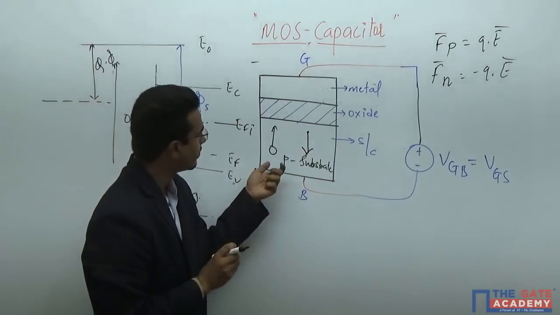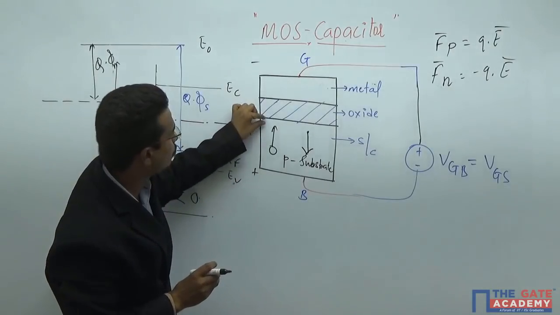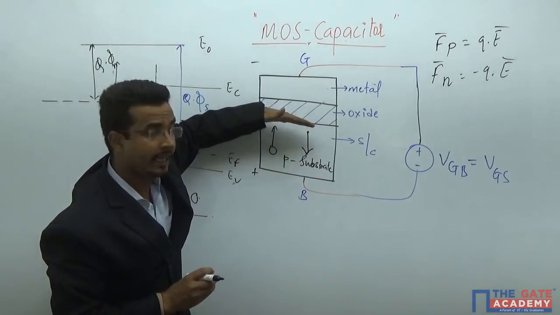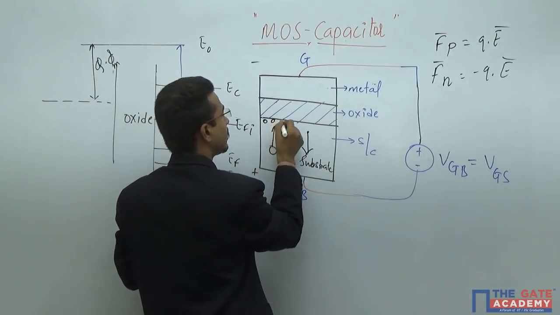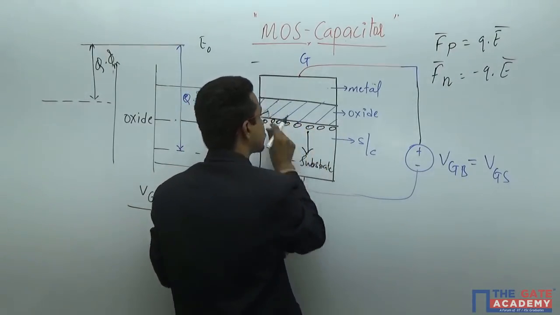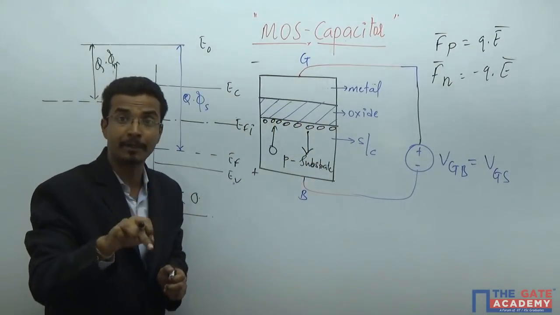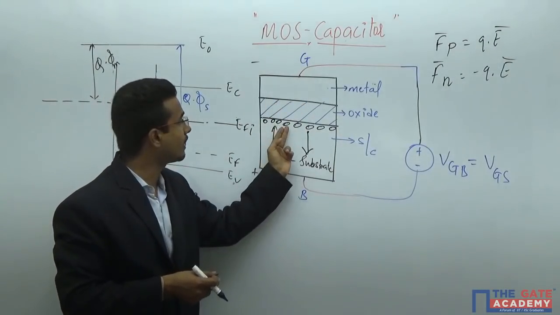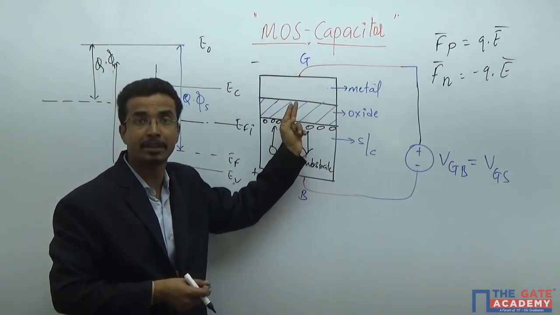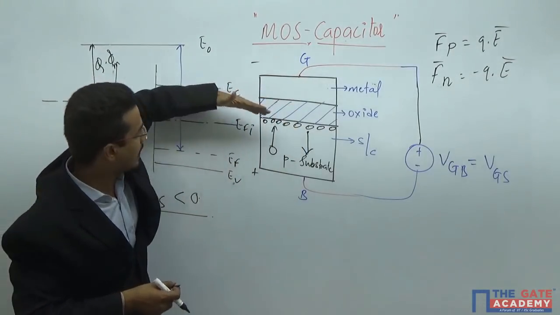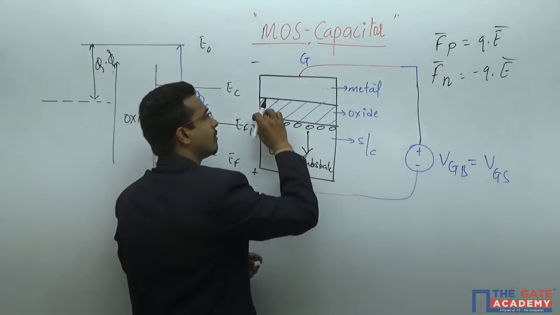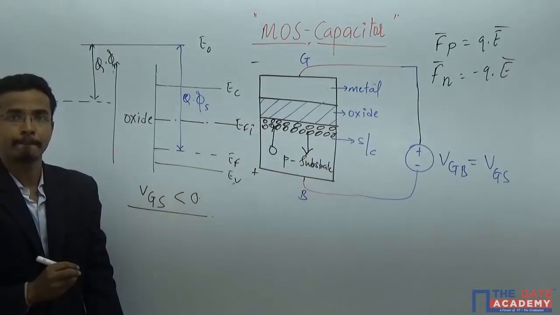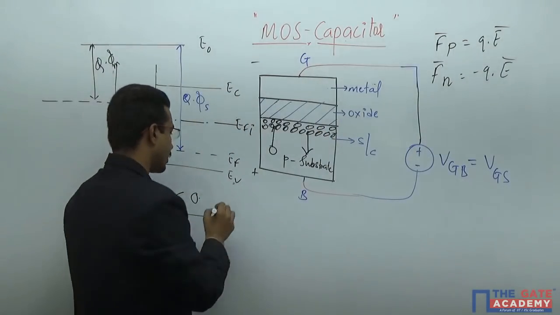What will happen here? The holes will be attracted toward the surface and the electrons will be repelled down from the surface. As a result, you will get a very high hole crowd at this interface. But what is the beauty? You will never get charge transfer from here to here, because the holes cannot penetrate this oxide, as it is an insulator. So all the holes will get accumulated across the surface, and this mode is known as the accumulation mode.